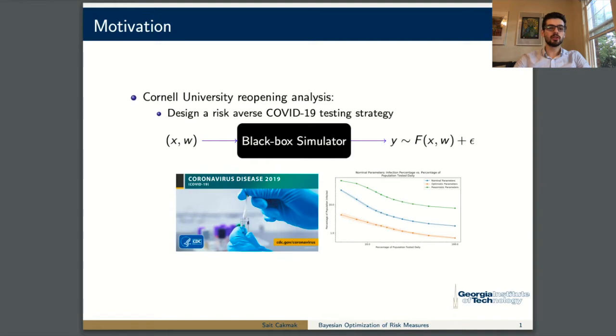Let's go back to the beginning of the summer when my colleagues at Cornell University were tasked with designing a COVID-19 testing strategy for bringing students back to campus for the fall semester. They had a simulation model that, given a testing strategy X and a set of environmental variables W, would predict the disease spread within the campus community. And their goal was to design a testing strategy that was risk-averse to these unknown environmental variables.